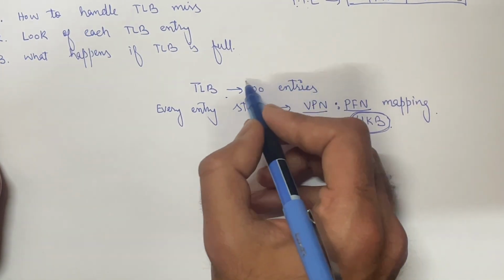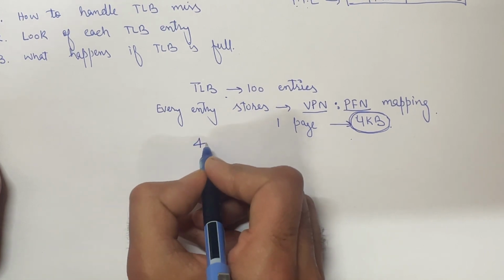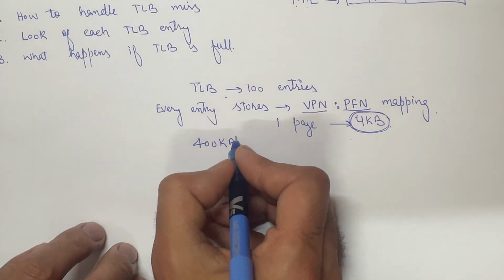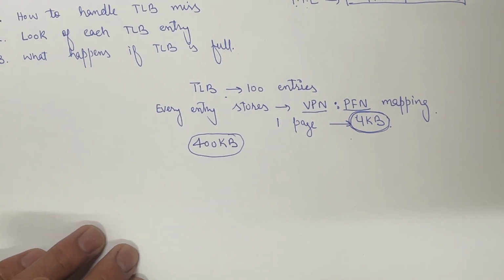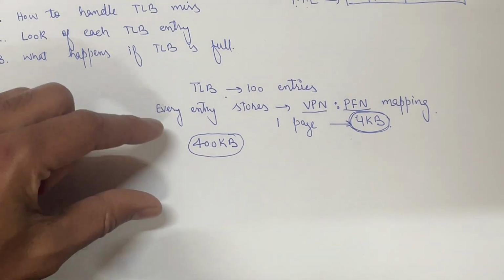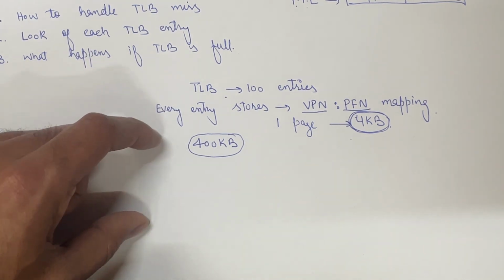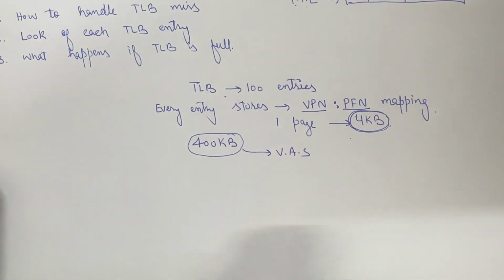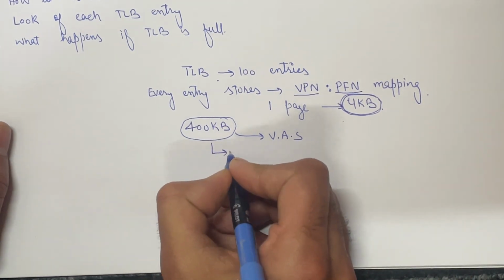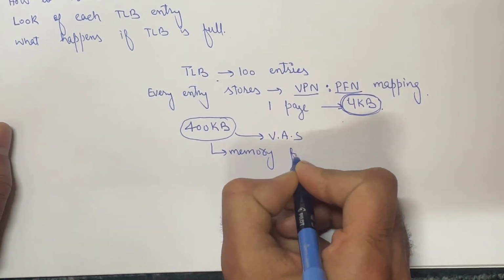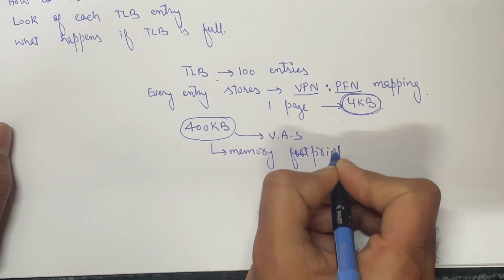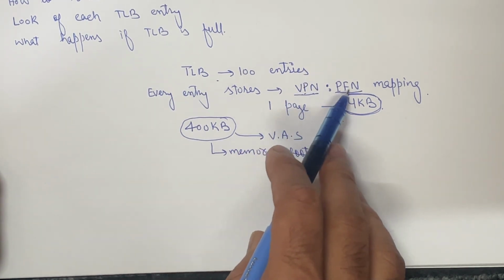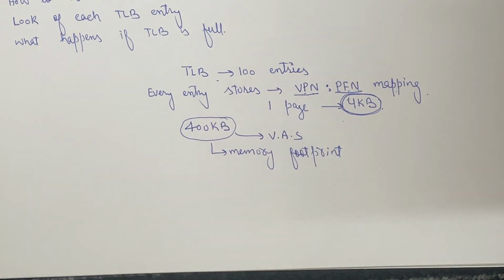Likewise, if there are 100 entries, how much data can be handled by those entries? 400 KB of data. And if my process is only accessing 400 KB of its virtual address space, or we can say the memory footprint of the process is within this space, then it will get all its virtual page number to physical frame number mappings inside the TLB.